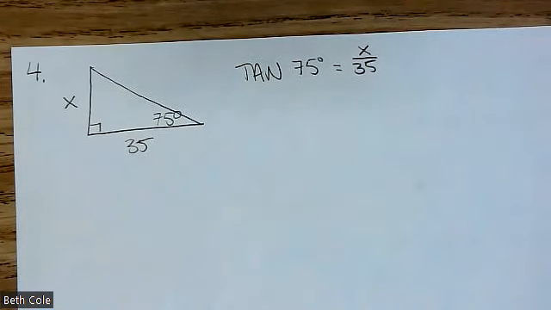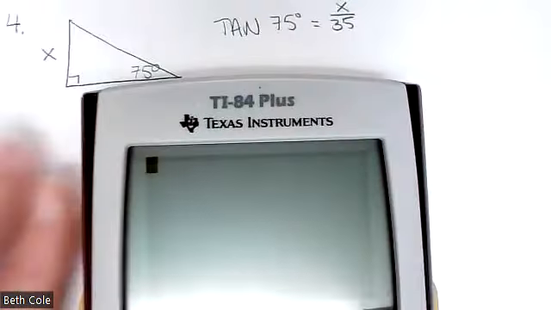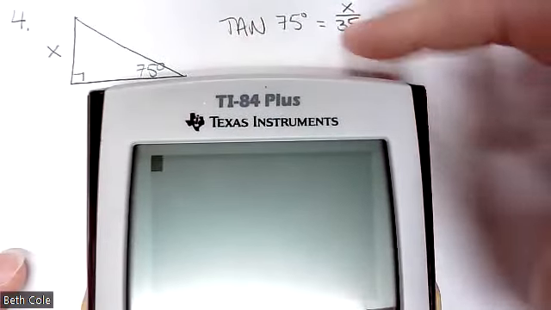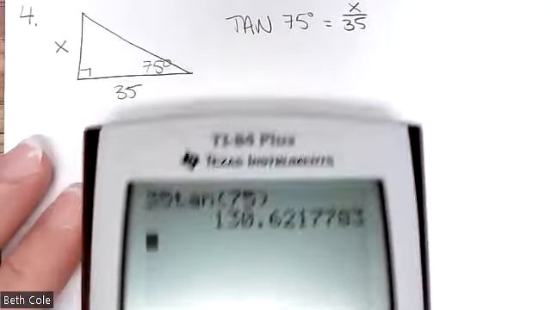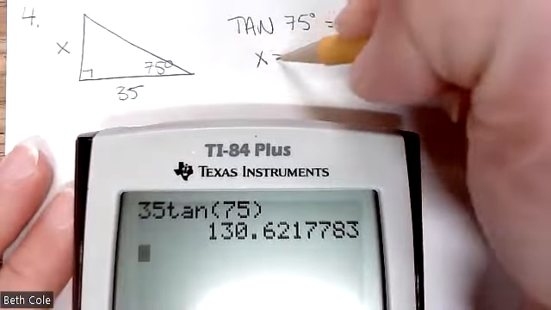Step 3 is put it in your calculator. So make sure you're in degree mode. And how would we type this one? Yeah, good. You're going to multiply the 35 over. So 35 tangent 75. Do 3 decimal points and put units.